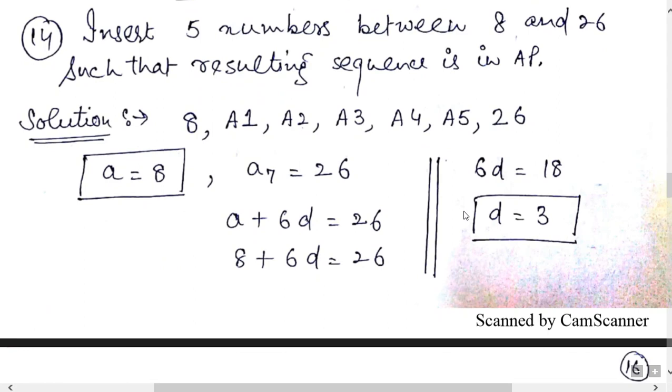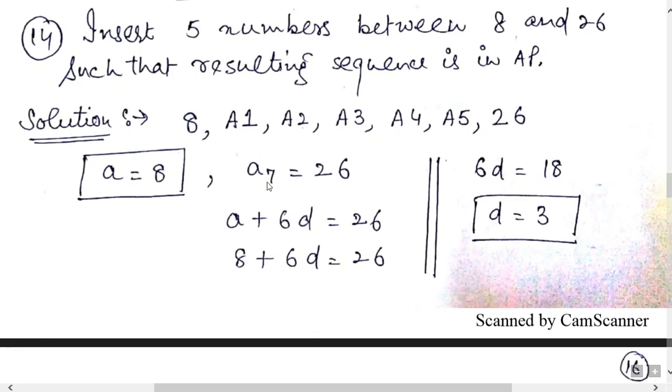Now from this question, the questions are different. Insert 5 numbers between 8 and 26. Basically these are related to arithmetic mean. These are the 5 mean values or insertion values. 5 numbers, it means A1, A2, A3, A4 and A5. Suppose these are the numbers. It means first value is 8 and 7th value is 26, because inside 8 and 26 you have to insert 5 values.